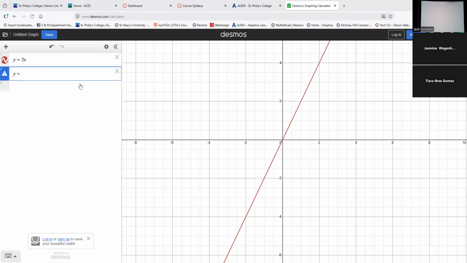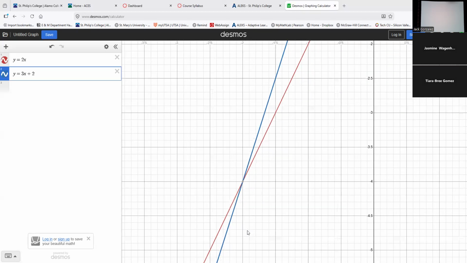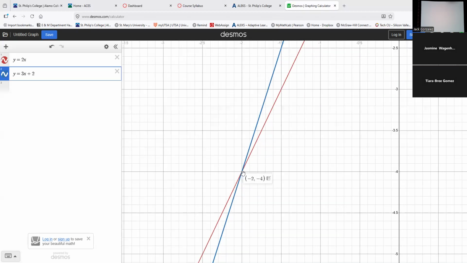Now, let's say they were, make it simple. You have two lines intersecting at a single point. When that happens, your system has a unique solution. It's just one right here.